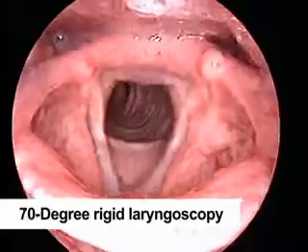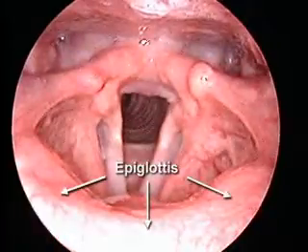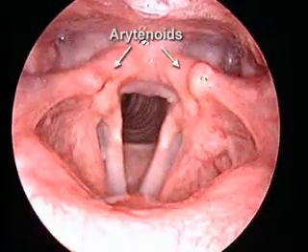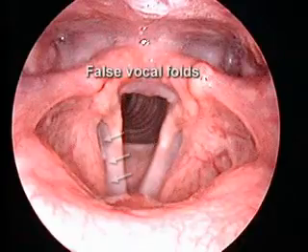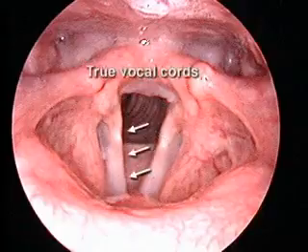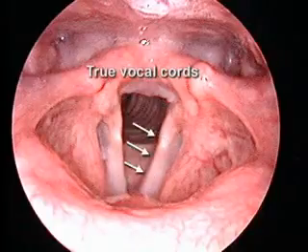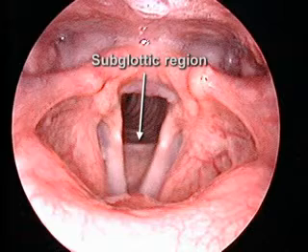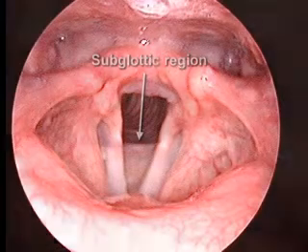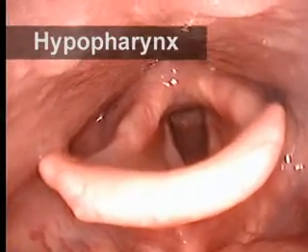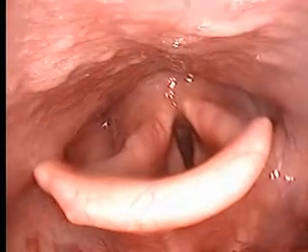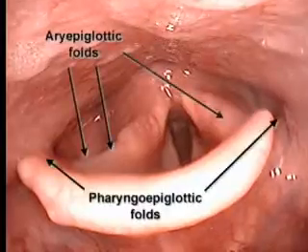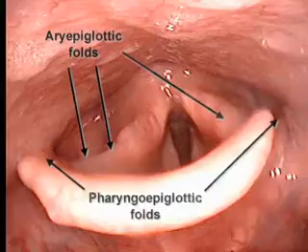Examine the following laryngeal structures: the epiglottis, arytenoids, aryepiglottic folds, the false vocal folds, the true vocal cords, and the subglottic region or cricoid shelf. Hypopharyngeal anatomy should be distinguished from that of the larynx and oropharynx by directing the examiner's attention to the aryepiglottic and pharyngoepiglottic folds. This area can be precisely and carefully evaluated.